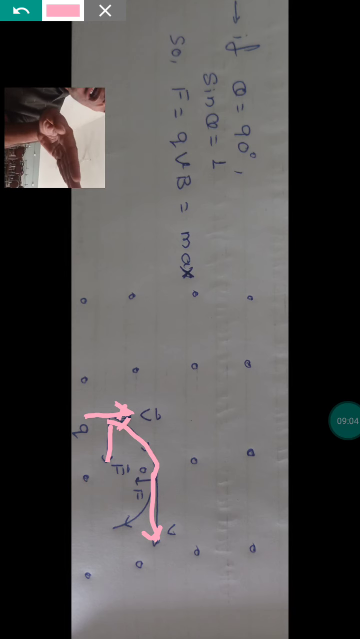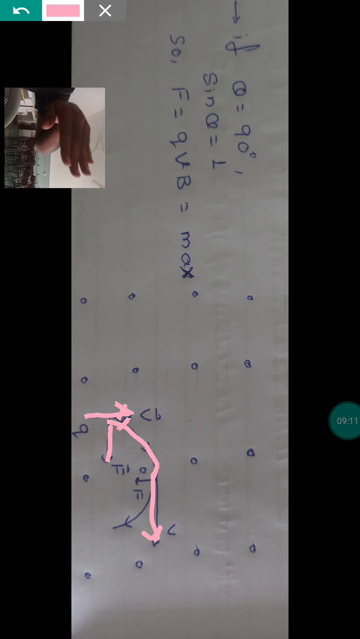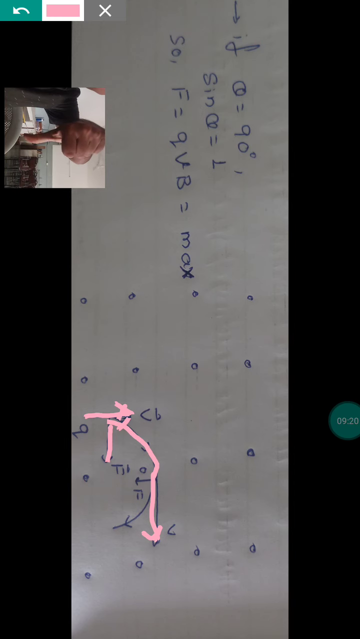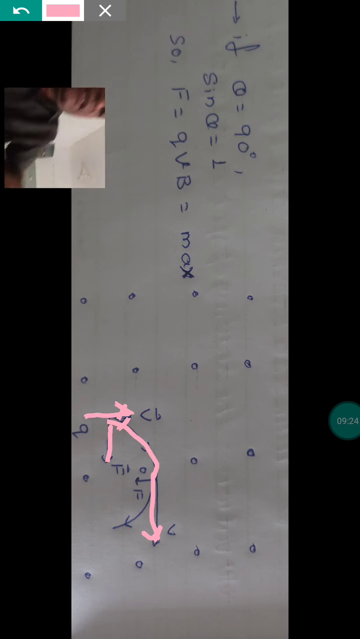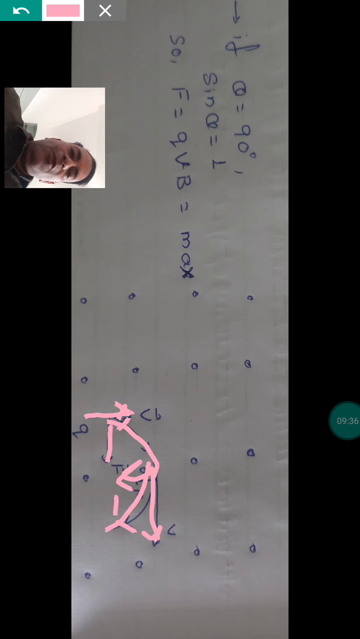You will have to keep your right hand in the direction of velocity. You can see my right hand is in the direction of velocity. And where is the magnetic field? Magnetic field is outside. So this is my right hand, I am now turning my fingers towards the direction of the magnetic field. The thumb goes down. That means the direction of force at this point will be in the downward direction. This is the direction of force. And now what will happen? The charged particle will continue to move in circular motion.